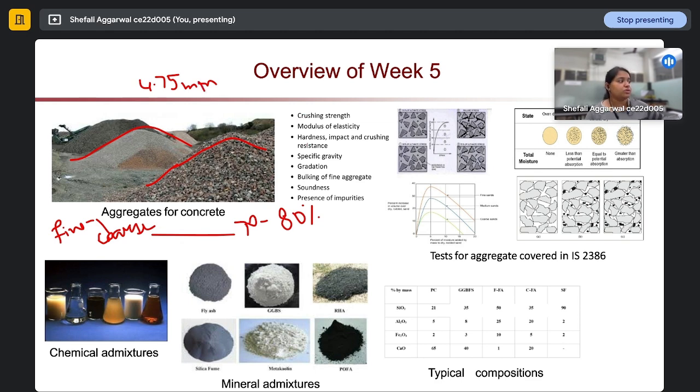Okay. Other than this, what are the different tests of aggregates which we should do before concreting? One is crushing strength for aggregates. Then how are we calculating the crushing strength?